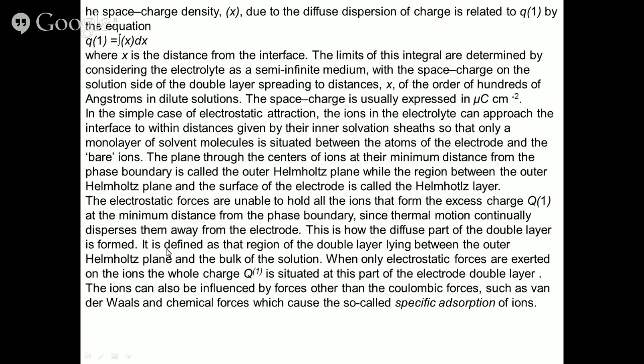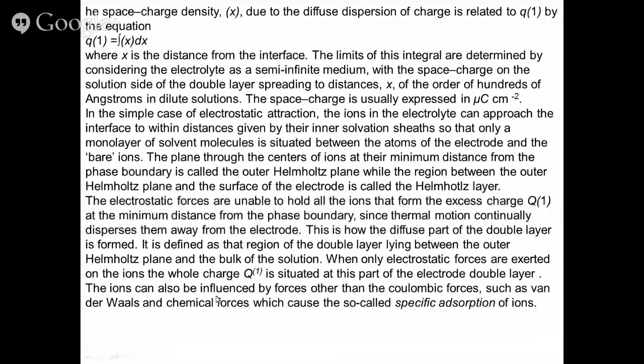Because of the thermal motions, the charges need not be accumulated as we have defined. It is defined as that region of the double layer lying between the outer Helmholtz plane and the bulk of the solution. When only electrostatic forces are exerted on the ions, the whole charge Q1 in the solution side is situated in this part of the electric double layer. It is situated in the inner and outer Helmholtz plane. It is not present in the bulk.